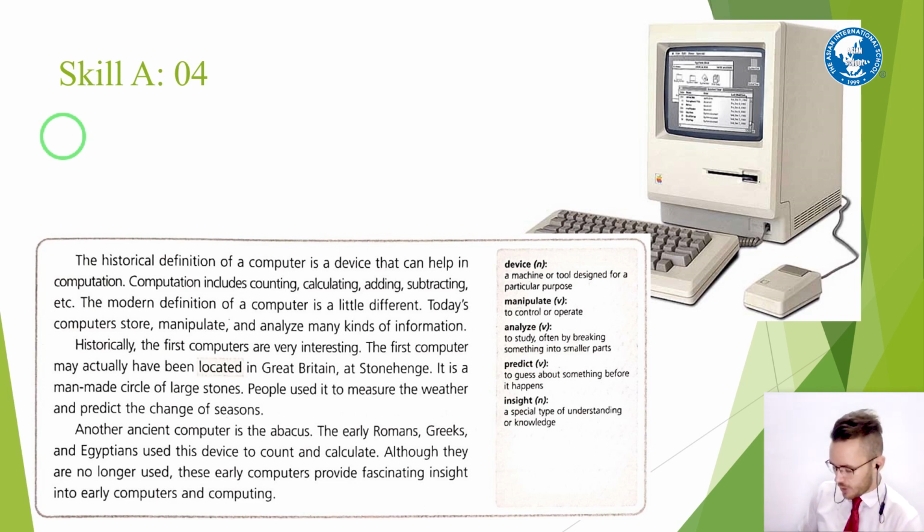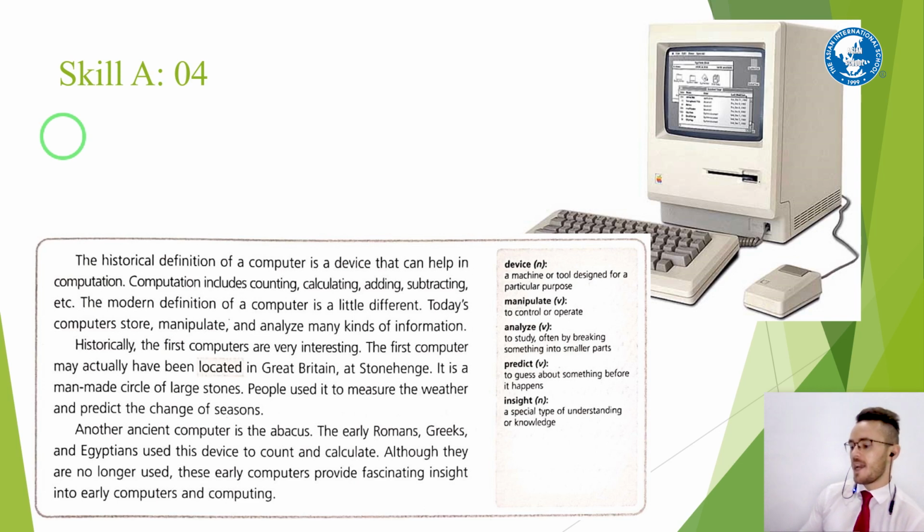Okay, the historical definition of a computer is a device that can help in computation. Computation includes counting, calculating, adding, subtracting, etc. The modern definition of a computer is a little different. Today's computers store, manipulate, and analyze many kinds of information. Historically, the first computers are very interesting.